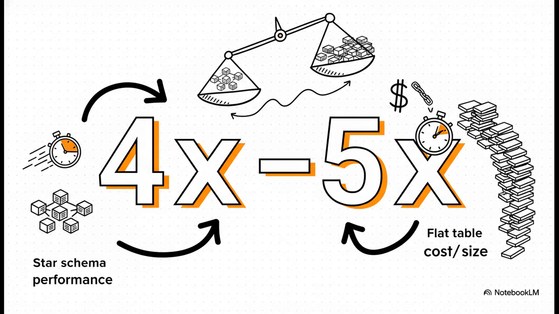But wait, here's the real kicker from that same study. Even on the systems where the flat tables won for performance, on average, they were 4 to 5 times larger in storage size than the star schemas. That is a massive trade-off between speed and cost that you just cannot ignore.